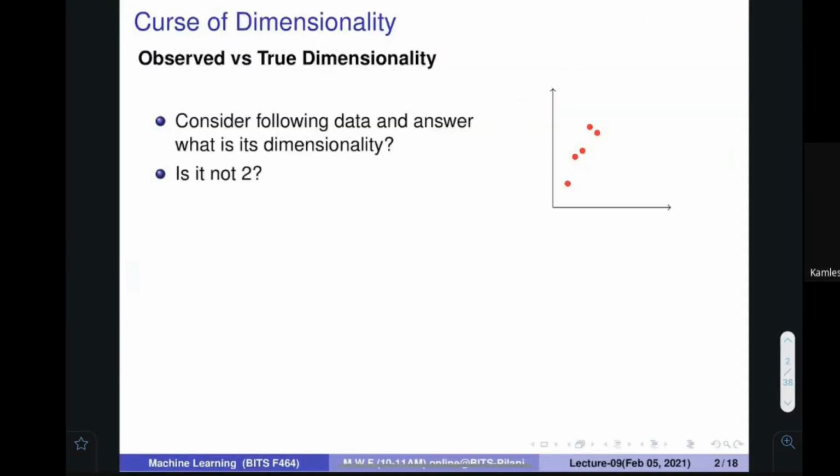In this slide, you can see some data. If I ask you what the dimensionality of this data is, can anybody type? It is 2, because it's two-dimensional data, x and y. Every item has 2 attributes. So the dimensionality of the data is 2.